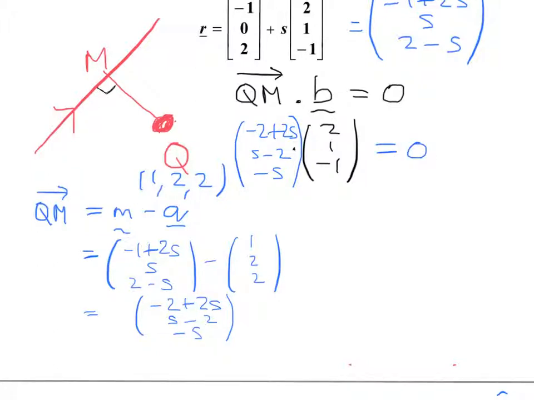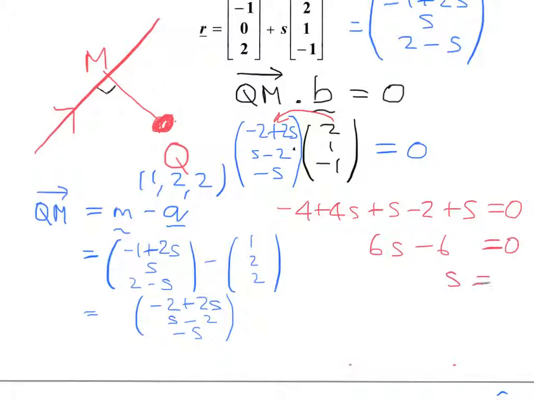So the dot product there has got to be equal to 0. Let's do the maths. We've got -4 plus 4s for the top one, just multiplying these two together. 1 times s minus 2 is just s minus 2. -1 times -s is just s. That's equal to 0. Let's tidy this up, and solve for s now. 4s plus s plus s gives 6s. -4 and -2 is -6, equals 0. So s is equal to 1. Wasn't that nice?